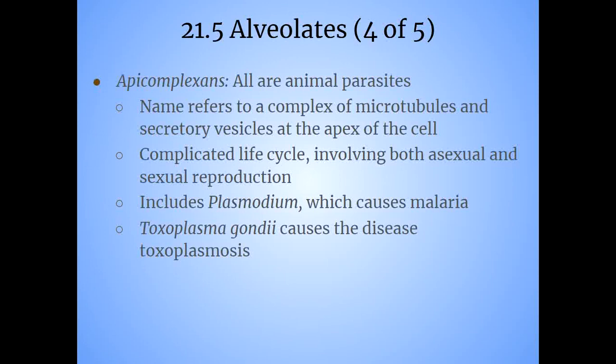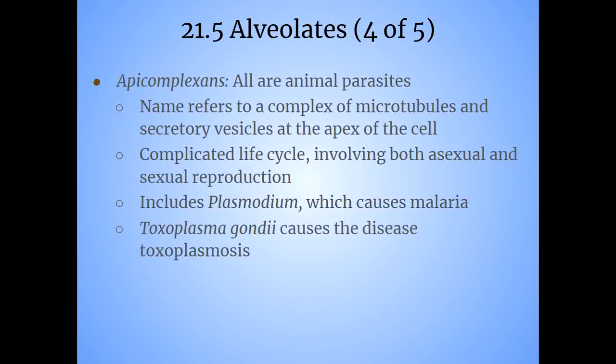and this is the apicomplexans. These are animal parasites. And they are given their name because it's a bunch of microtubules and secretory vessels that are found at the apex of the cell. And so that's how they were given their name. Probably the most difficult thing to understand about apicomplexans is how they go through their life cycle, because they do this switch between both asexual and sexual reproduction.